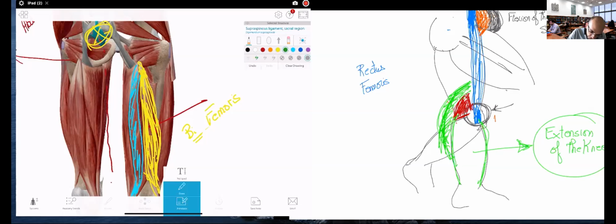Deeper to it, you can see part of it here. It's a flattened muscle. This is going to be my semimembranosus. So let me remove all this here.